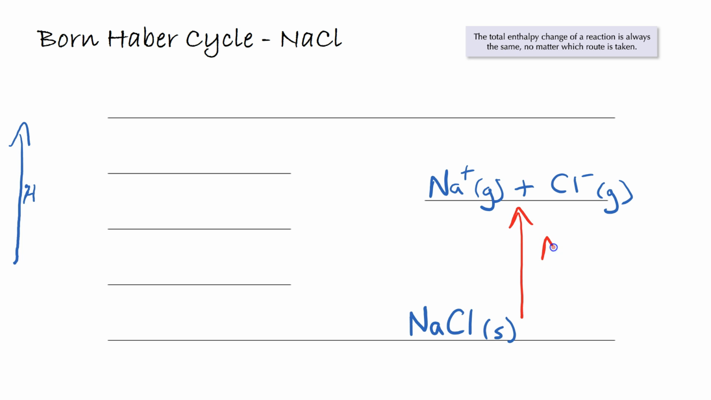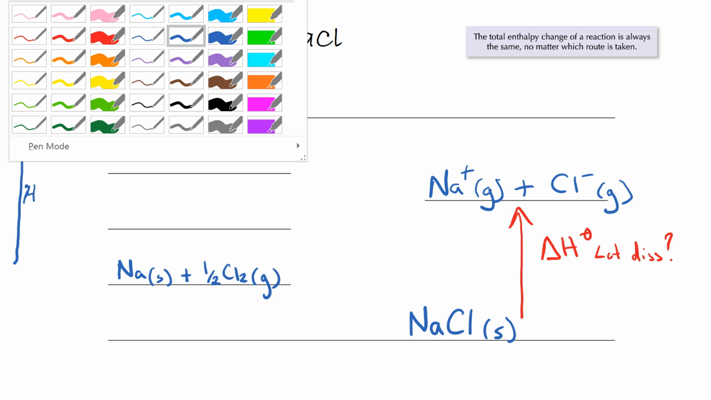So I'm interested in the enthalpy change of lattice dissociation, and I want to find out what that is. I can do this by drawing the Born Haber cycle and going through the steps. The first thing to do is to work out the enthalpy of formation, which is known, going from Na solid, the element in its standard state, and a half Cl2 gas, and that has a value which we know.